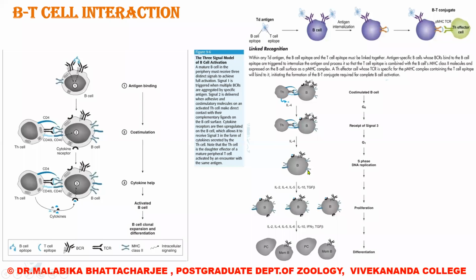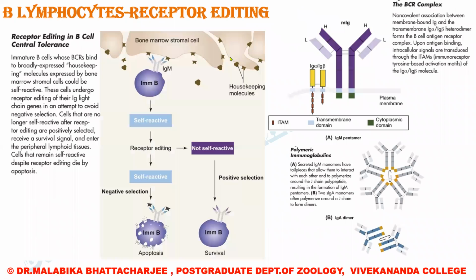So in just the previous session, we completed how the activation of a B cell is done through the three signals, and thereafter how the B lymphocytes are proliferated and differentiated. Now, coming to one important aspect of immunological tolerance: the concept of receptor editing.